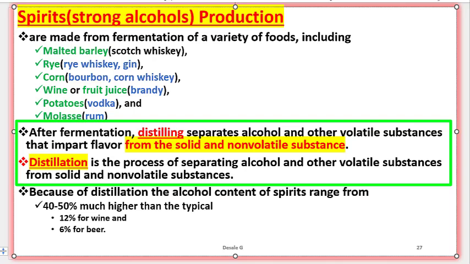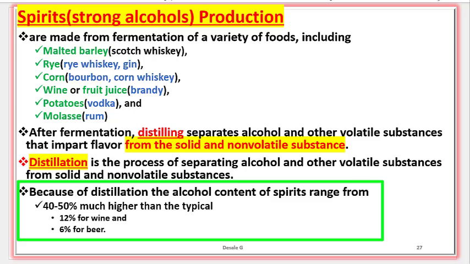That means the fermented liquid is heated to separate alcohol from water and non-volatile components. As we know, alcohol vaporizes at a lower temperature than water and is then collected as it condenses. So distillation is often performed multiple times to achieve the desired purity and alcohol concentration. Because of distillation, the alcohol content of spirits ranges from 40 to 50%, much higher than the typical 12% of wine and 6% of beer.